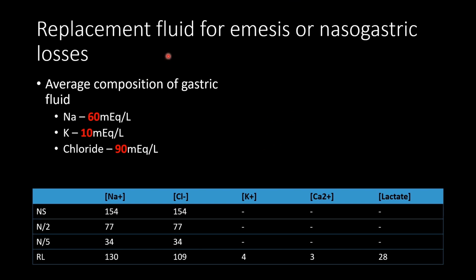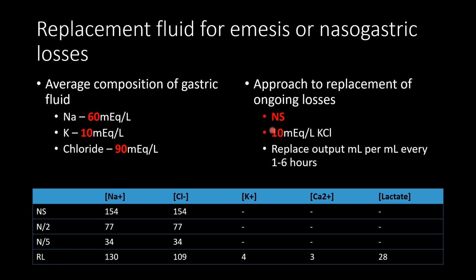Similarly, what is the replacement fluid for emesis or nasogastric losses? The average composition of gastric fluid is 60 milliequivalent per liter of sodium, 10 milliequivalent per liter of potassium, and chloride of 90 milliequivalent per liter. So what will be the ideal replacement fluid? It will be normal saline, because the chloride content is 90 and no other fluid has such high chloride content. Obviously normal saline doesn't have any potassium, so potassium has to be added, 10 milliequivalent per liter, and replace output ml per ml every 1 to 6 hours. So this is the basis for choosing a replacement fluid.